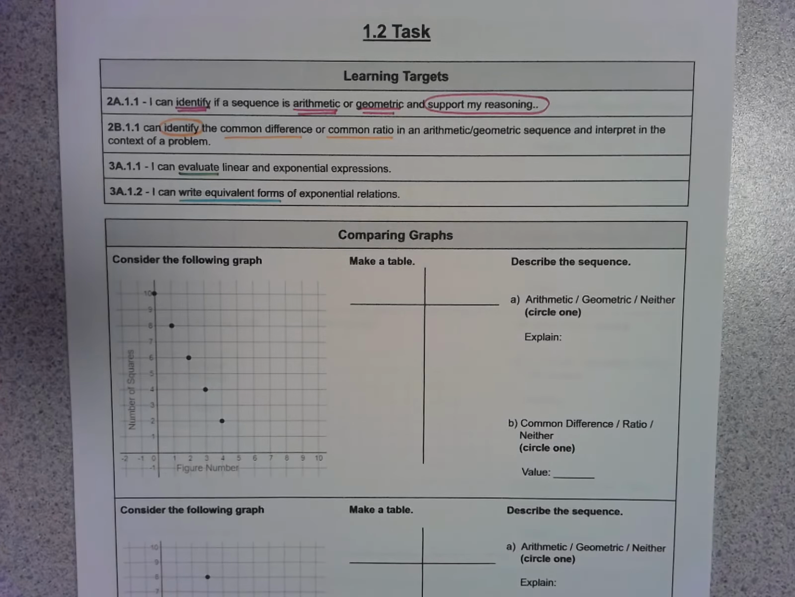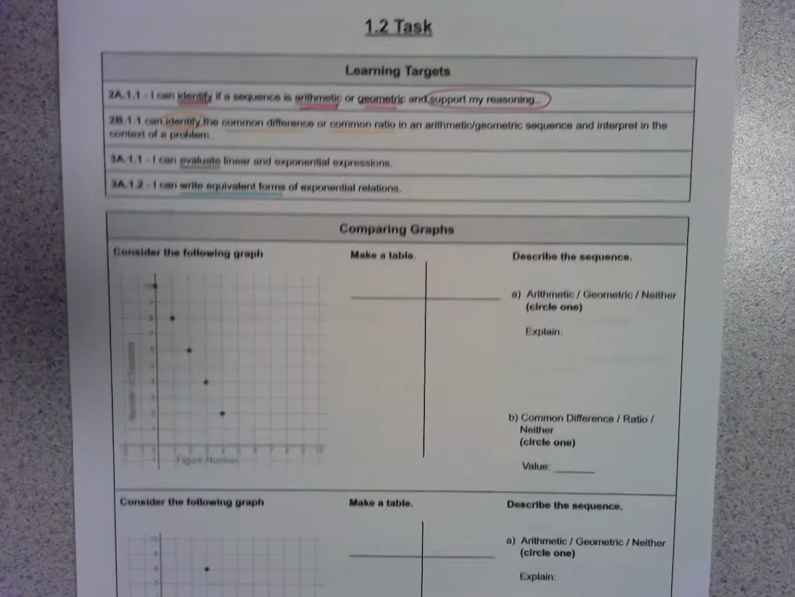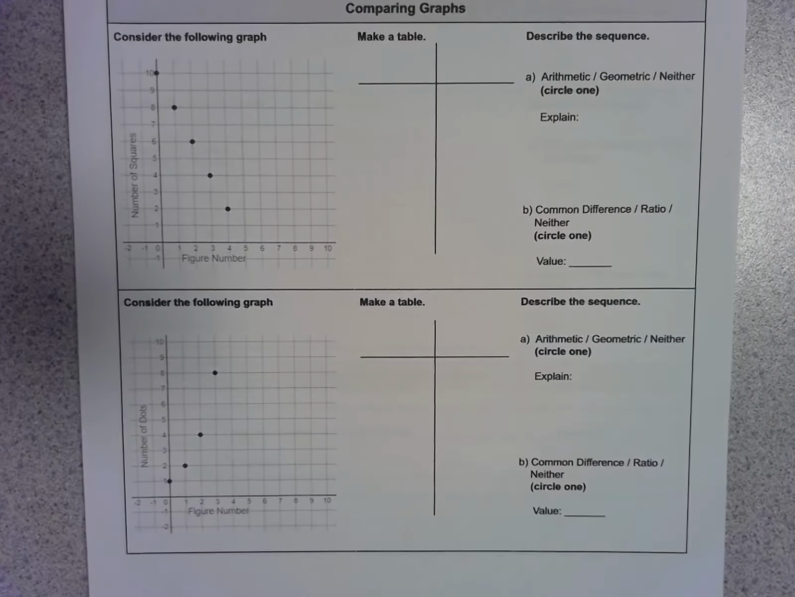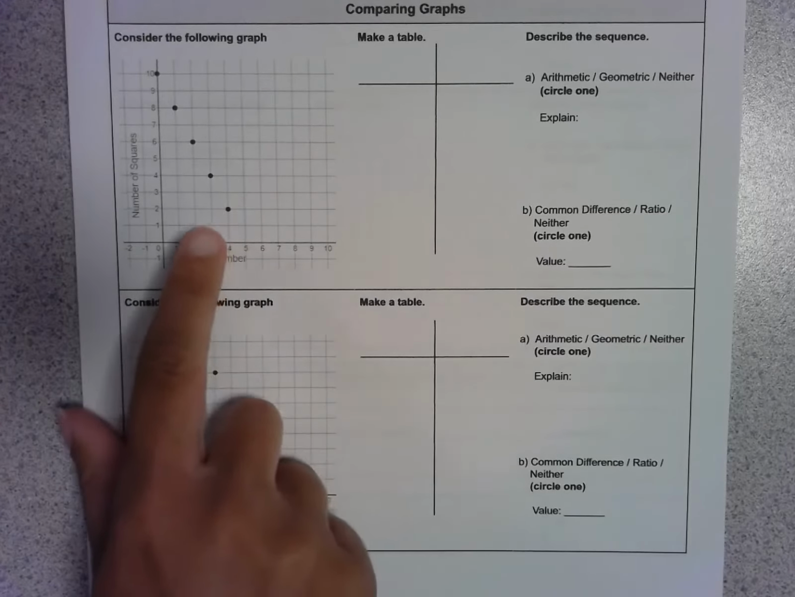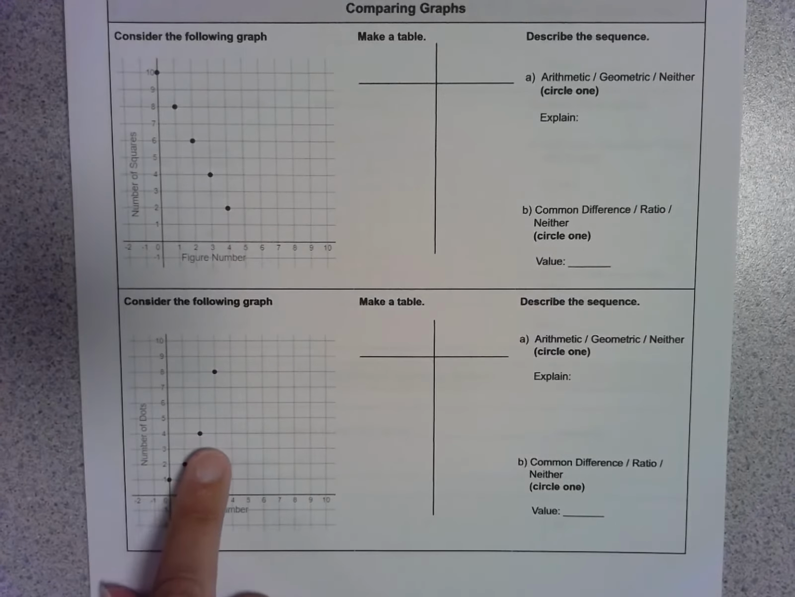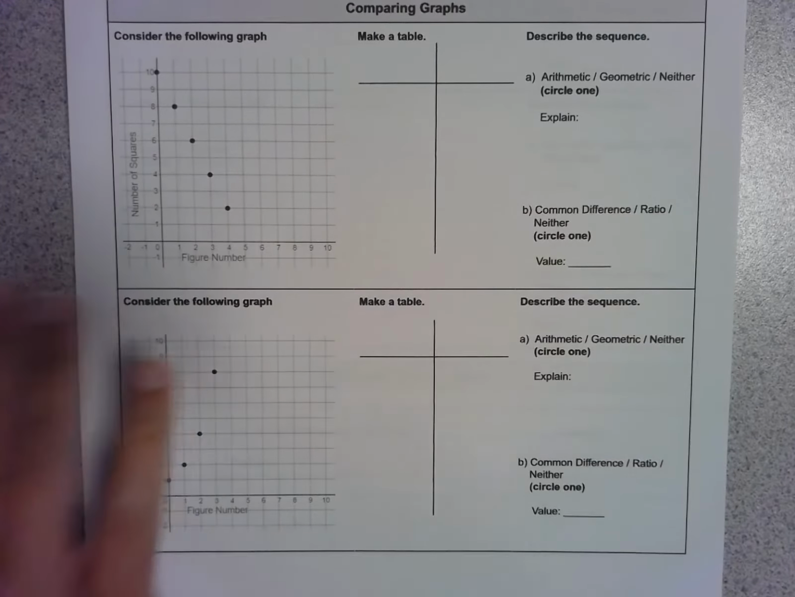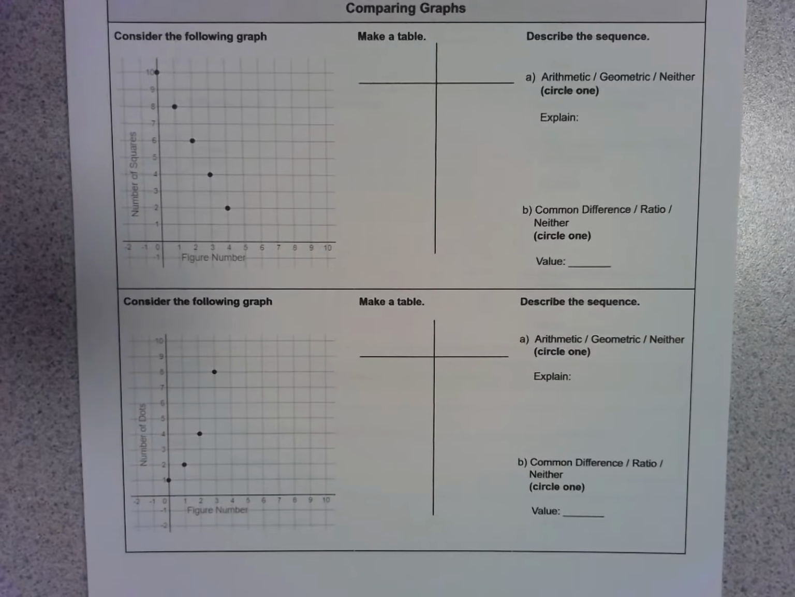So let's start by talking about graphs. We're going to be starting with looking at two separate graphs here. The first one is the graph that looks like this, and the second one is the graph that looks like this. From these graphs, we need to know how to turn our information into a table of values. So let's start with that.